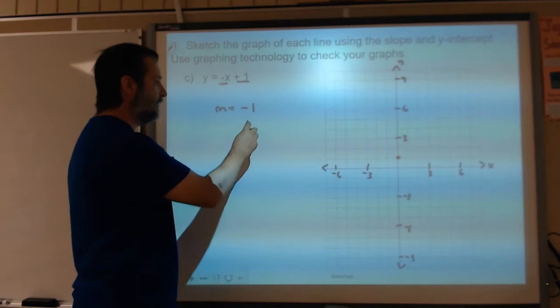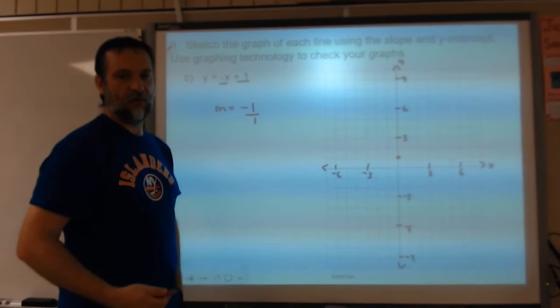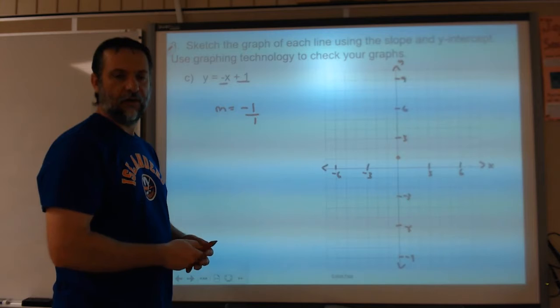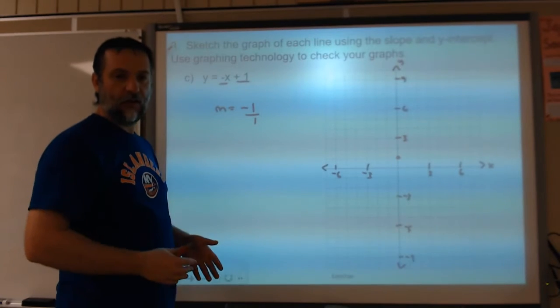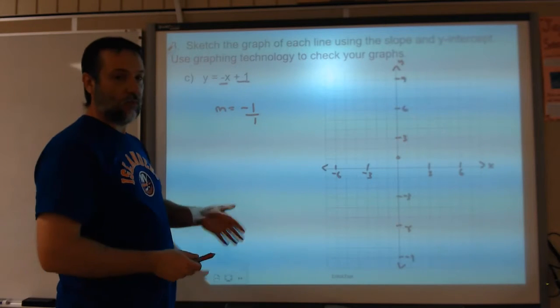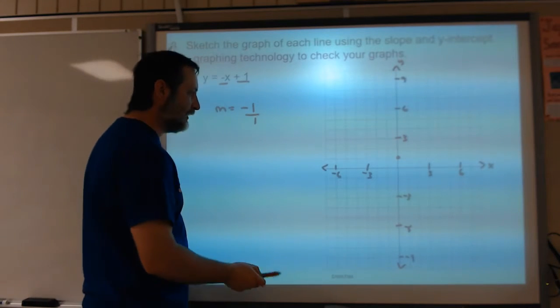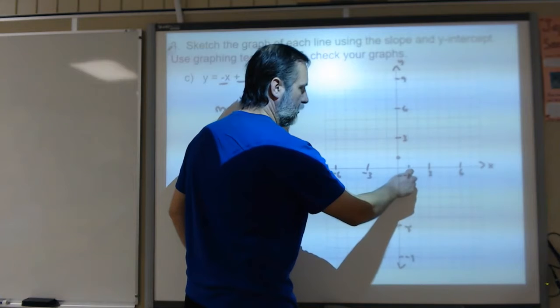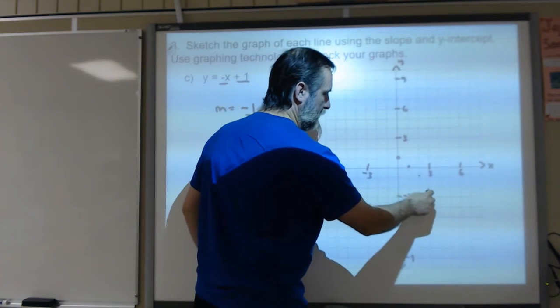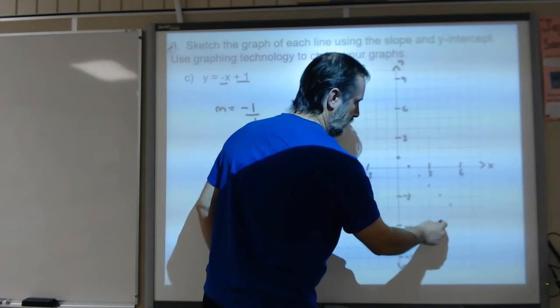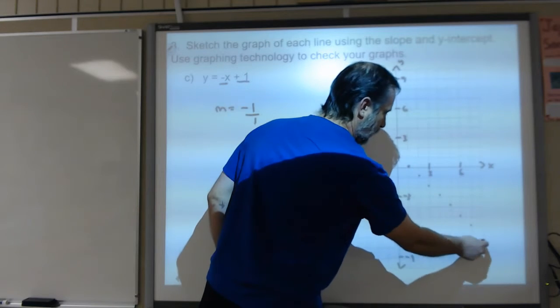What's the denominator on this? If it's not showing, there's still a denominator of 1. So it's negative 1 over 1. I'm rising negative 1, running 1. So I'm not rising, I'm dropping 1, running 1. Dropping 1, running 1. And we can graph that. So down 1, over 1. Drop 1, over 1. And so on and so forth.